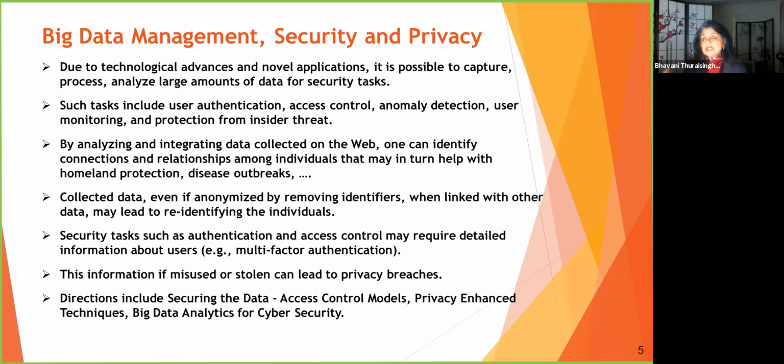Okay, so even some security tasks, right? You need to collect lots of data, like for authentication, you may need multi-factor authentication, some private information. So this information, if it's misused or stolen, can lead to security breaches, right? So some of the directions include securing the data, access control models, privacy enhanced techniques, big data analytics, machine learning for cybersecurity. And one thing I haven't mentioned, which I'm going to discuss in this presentation, what happens if these machine learning techniques are attacked? It will be devastating, right? Because everyone is using machine learning for finance, machine learning for healthcare, and so on. So that's a very important area.